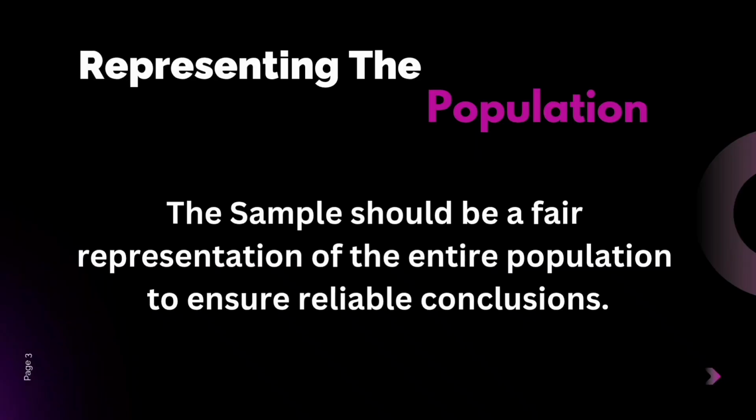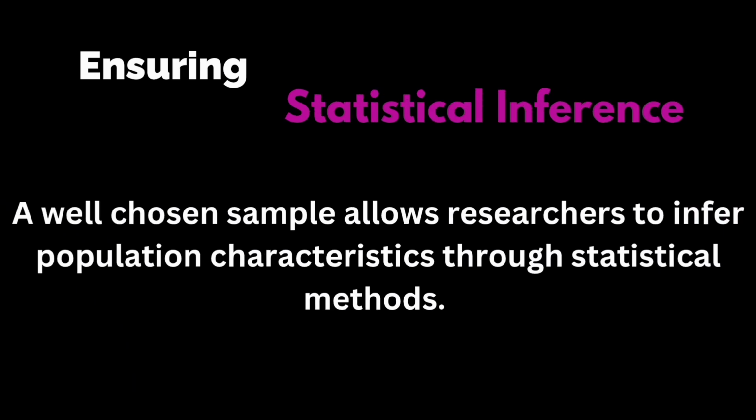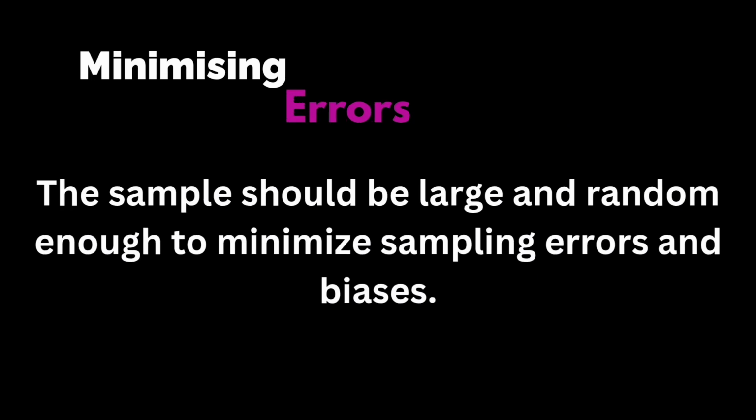Representing the population, that is, the sample should be a fair representation of the entire population to ensure reliable conclusions, right? Then reducing cost and effort is nothing but testing a hypothesis on a sample instead of the whole population, which reduces time, cost, and resources. Then ensuring statistical inference: a well chosen sample allows researchers to infer population characteristics through statistical methods. Then the sample should be large and random enough to minimize sampling errors and biases. So this is minimizing errors.